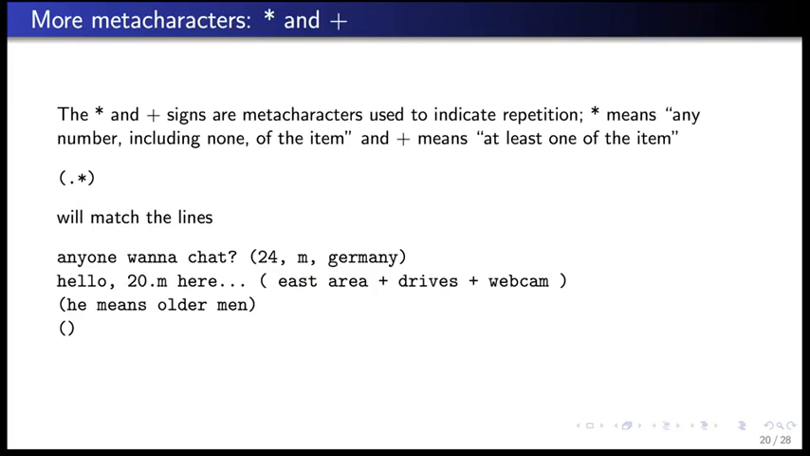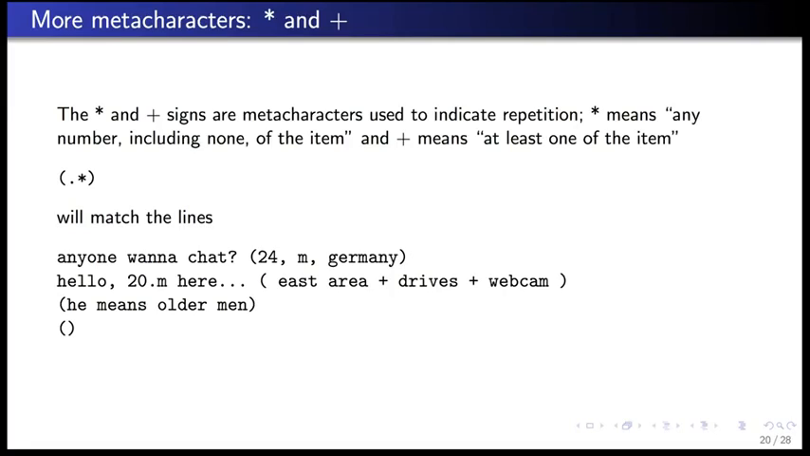So the asterisk or the star and the plus signs are special meta characters that indicate repetition, and so usually they're added after a certain meta character or a certain literal, and they're meant to mean I'm going to repeat whatever precedes me any number of times. So the star means I'm going to repeat the thing that precedes me any number of times, including no times at all. And the plus sign means I'm going to repeat what precedes me at least one time.